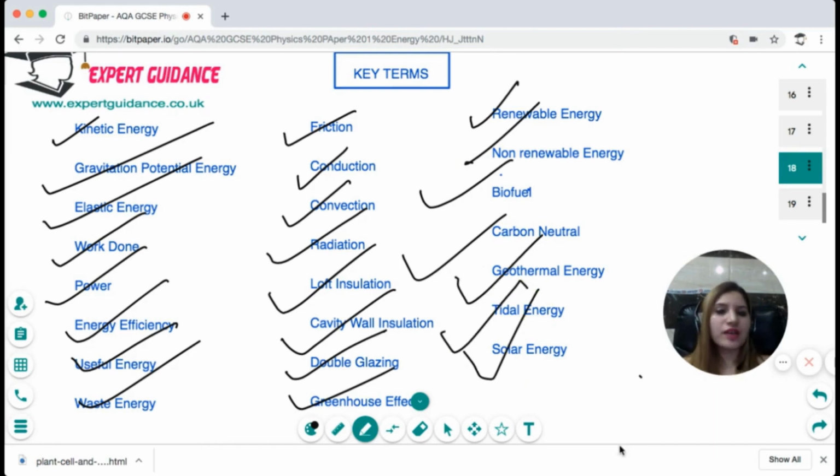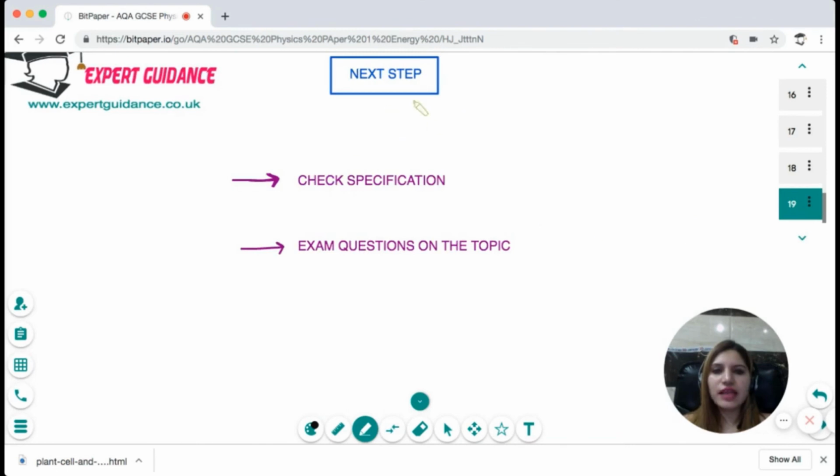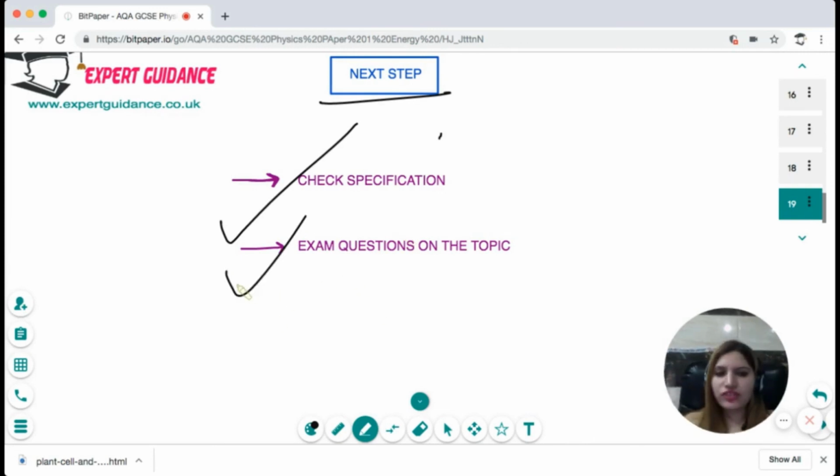You can pause the video, have a go at these terms, and then check back the answer. You can come to my website where you can find the explanation of these key terms. Now, as always, your next step is to check the specification, make sure whatever is there in the energy specification is crystal clear to you, and do the exam questions on this topic.